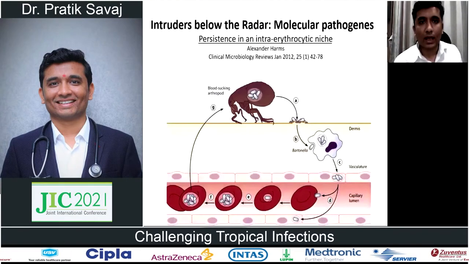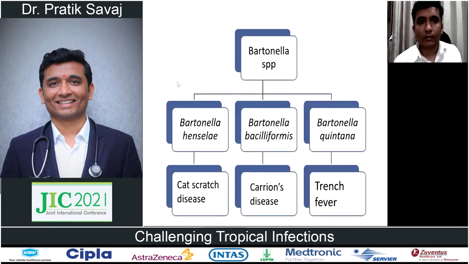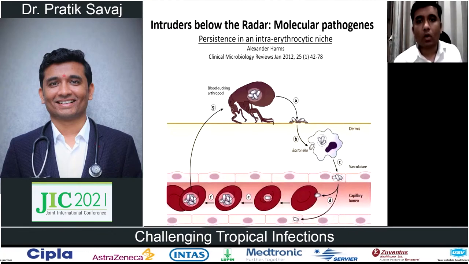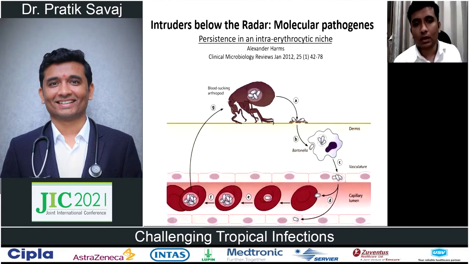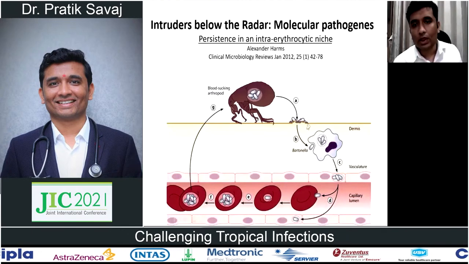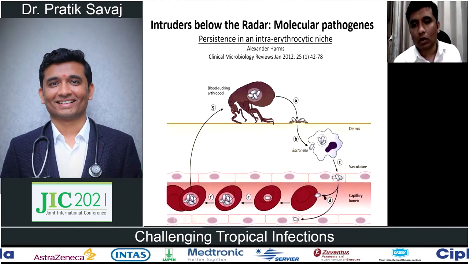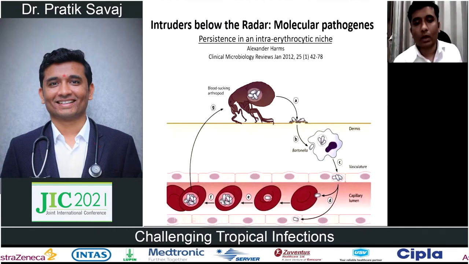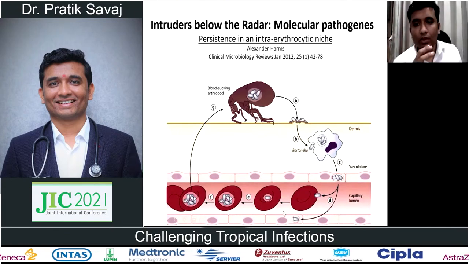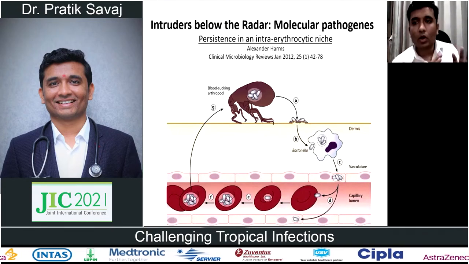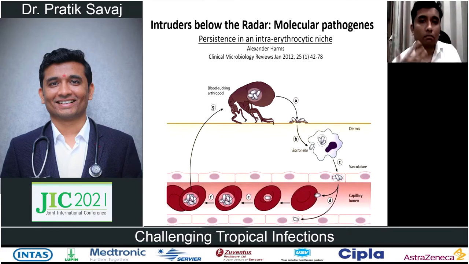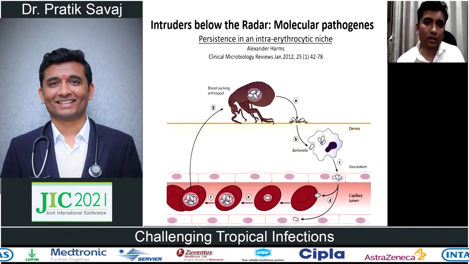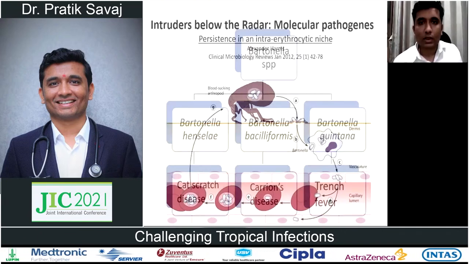If you see this slide, what they are saying is that they are inside the RBC, so they are not detected by the immune system. They repeatedly infect RBCs, and they remain in RBC for a long time. Because they are inside the RBC, your immune system cannot detect them. So they remain in a dormant phase for a long time and then they can get activated and cause fever and all this.